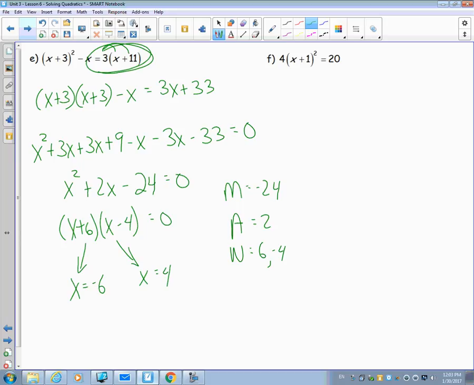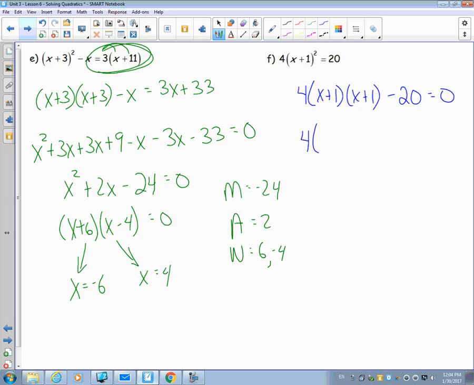Okay, but the key there was it was in the wrong order and it wasn't equal to 0, so we had to fix that first. Let's try the same thing in the next one. Let's see, a bracket squared, write it out twice. The 20, I want to bring to the left so it comes out to 0. I can bring it right over because there's nothing else happening with that 20.